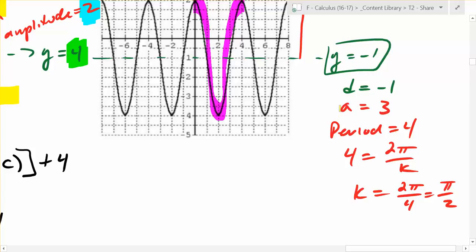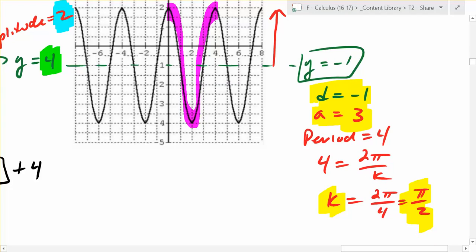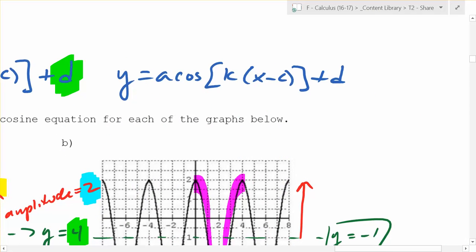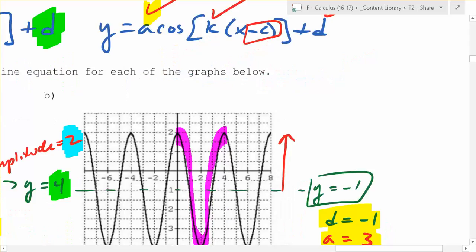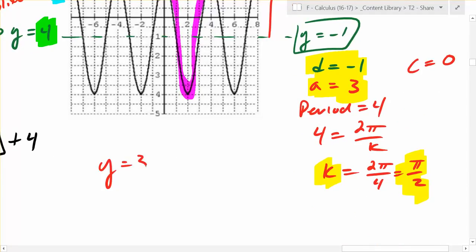So what do you now have? You have a, d, and k. Look at the formula here. What's the last thing you need? We need c, right? But where does cosine start? Cosine starts at the top and goes down. So what does c equal in this case? So you now know you have y is equal to 3 times cosine of what? Pi over 2, x minus nothing, right? Plus what?